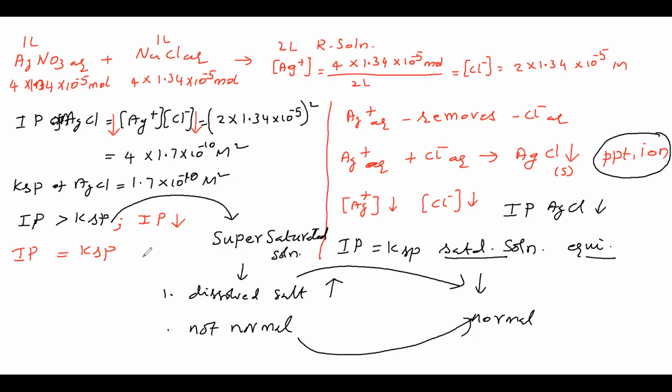Now, consider crystallization. Crystallization, in the sense, from seawater we are extracting salt. How are we extracting salt from seawater? With this same process. We make the ionic product of sodium chloride greater than the solubility product of sodium chloride. Then automatically the salt will be crystallized.